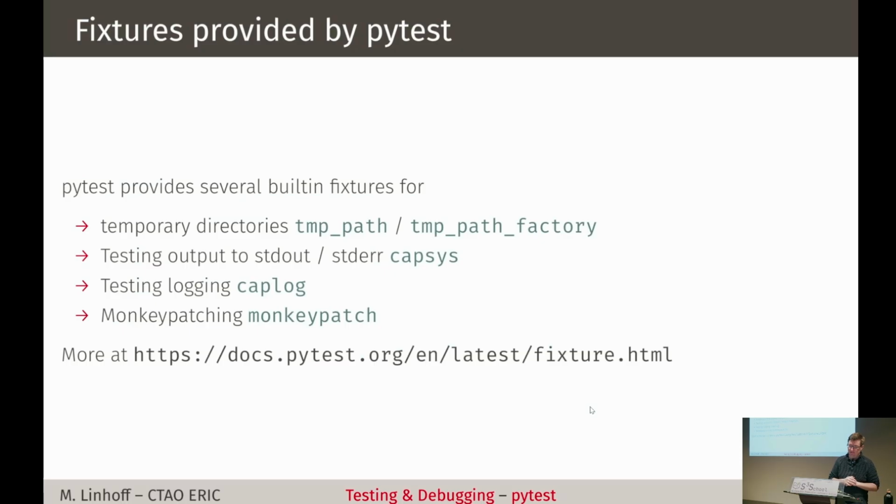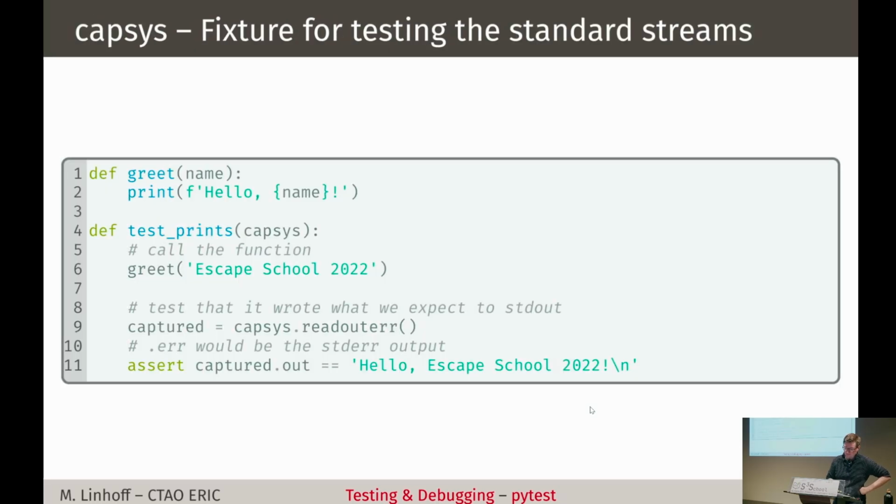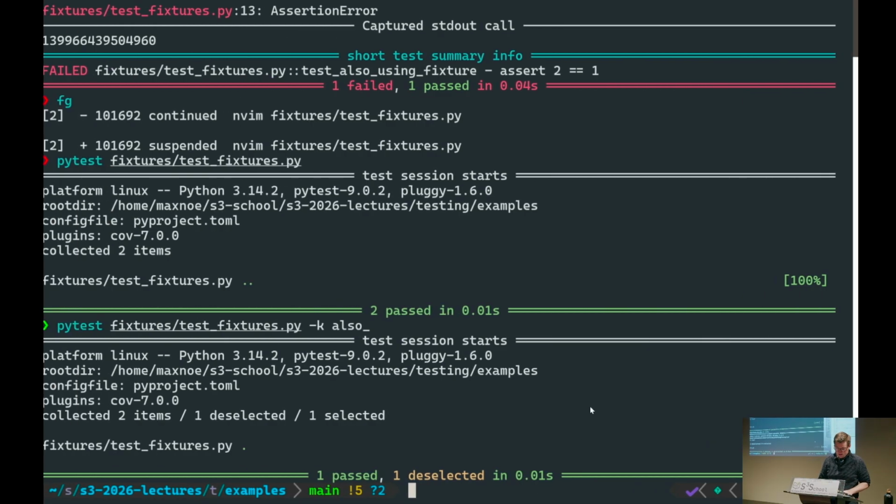For the monkeypatching part, there's this monkeypatch fixture, and I have a couple of examples now here. So we have a greet function that takes a name and then just says print hello, and I didn't update this example. Shame on me. So let's fix this quickly.